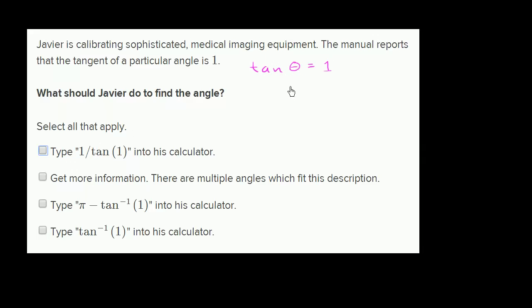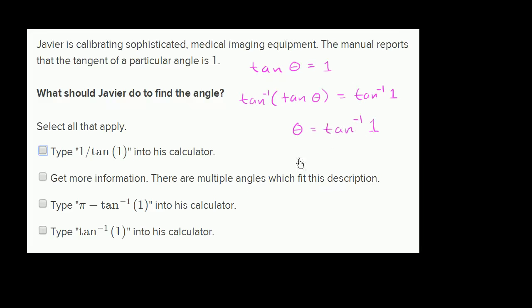Well, one thing that you might want to do is take the inverse tangent of both sides of this. We, of course, would get the inverse tangent of the tangent of theta. If the domain over here is restricted appropriately, that is just going to be equal to theta. So we can say theta is going to be the inverse tangent of 1.